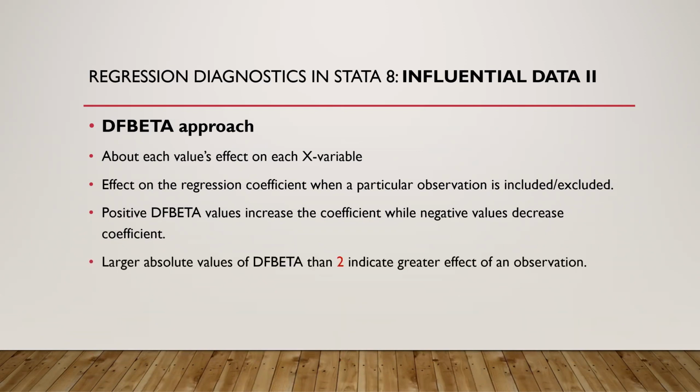All right, so we use a cutoff value of 2 to determine whether a value is influential or not on the coefficient. So any value greater than 2, then we say that observation has influential effects on the X variables.